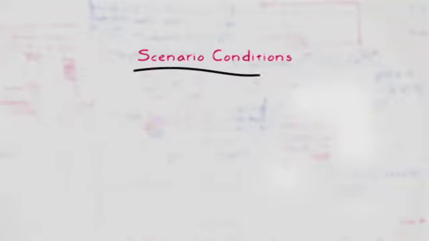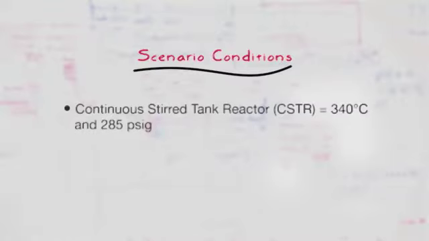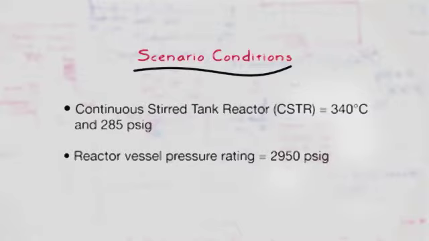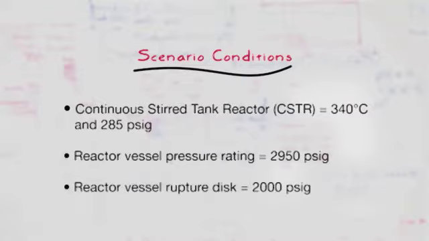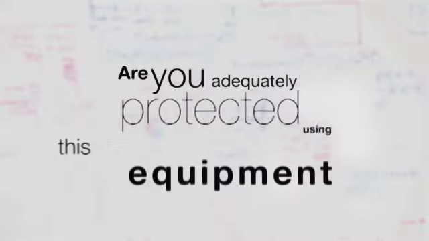Imagine you are working with this scenario. The oxidation of orthoxylene is to be studied in a continuous stirred tank reactor, or CSTR, at 340 degrees Celsius and 285 pounds per square inch gauge, or PSIG. The reactor vessel has a pressure rating of 2,950 PSIG and a rupture disk that is designed to burst at 2,000 PSIG. Are you adequately protected using this equipment?